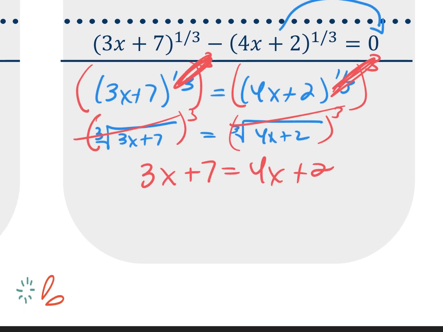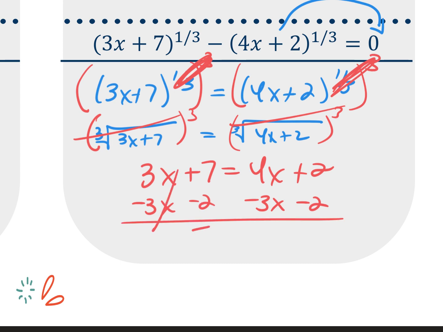So 3x plus 7 equals 4x plus 2. How do I solve this? All right, I'm going to move 3x this way, and I'm going to move 2 this way. What does x equal? 5. So we're left with what? X equals? There you go.